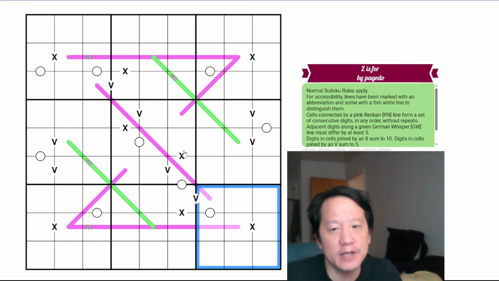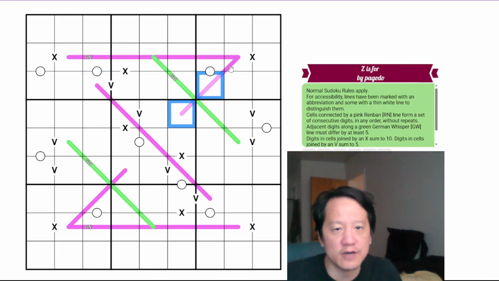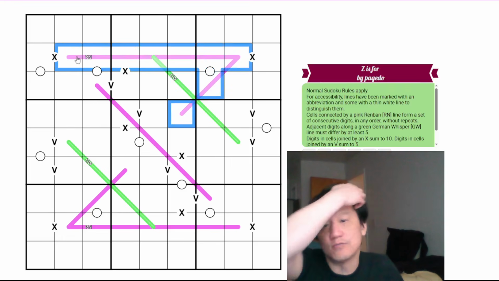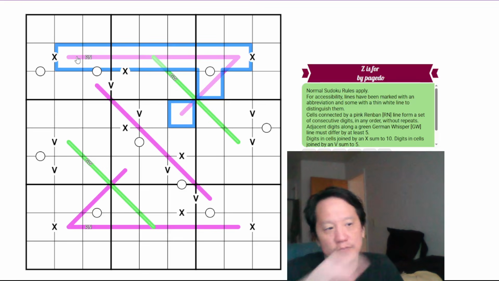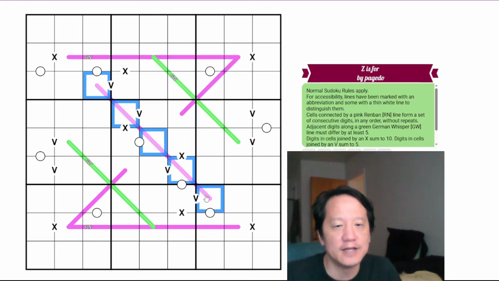Cells connected by a pink Renban RN line form a set of consecutive digits in any order without repeats. So, for example, for this line, you have to have the digits 1 through 9 without repeats, because this is a 9-length Renban line. For this line, it has to be 5 digits which are consecutive without any repeats. So that's an example of how Renban lines work.